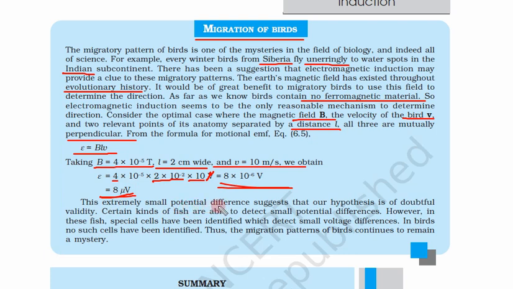This is an extremely small potential difference, which suggests that our hypothesis is doubtful, because this voltage is very less. Certain kinds of fish are able to detect small potential differences. However, in these fish, special cells have been identified which detect small voltage differences. In birds, no such cells have been identified. Thus, the migration pattern of birds still is a mystery.